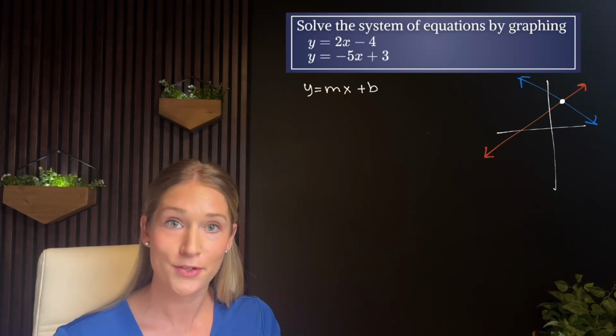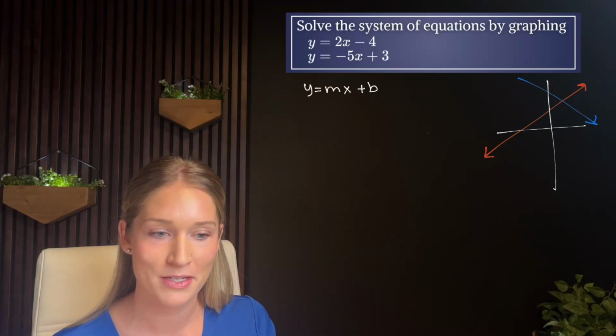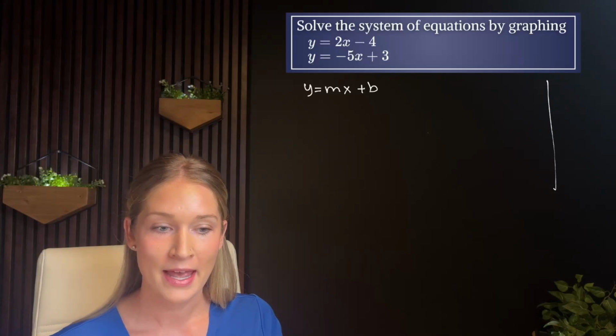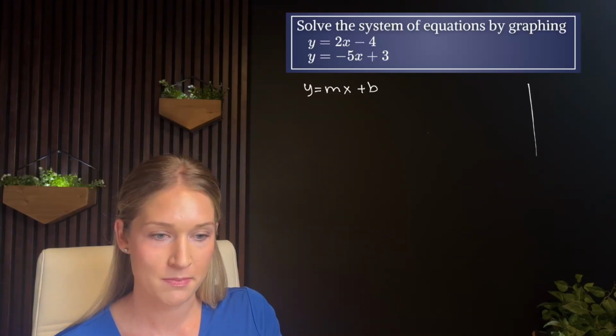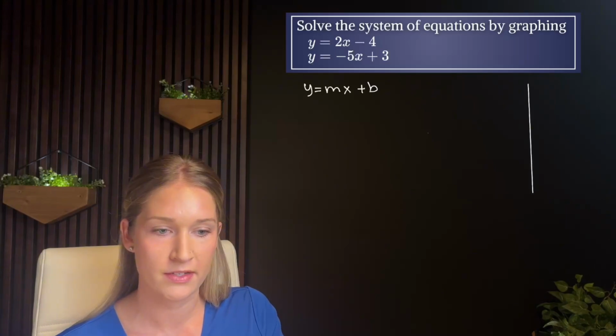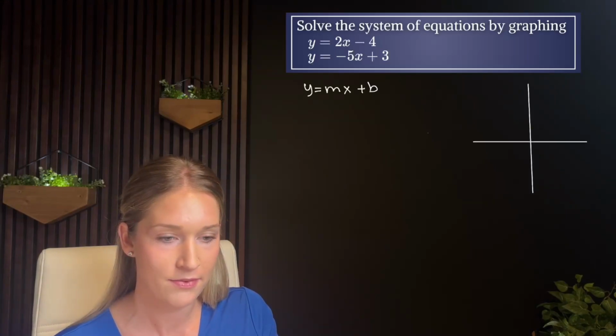Now, these are not the graphs for my equation, so let me go ahead and back up and we will do these graphs. First, I'll sketch myself a coordinate plane and then we'll go through and find our slope and our y-intercept to graph.